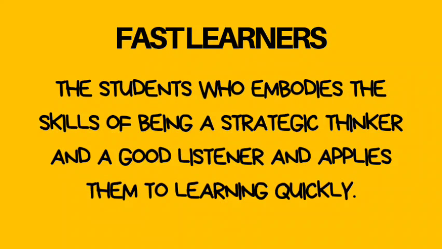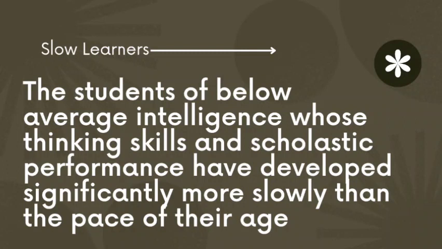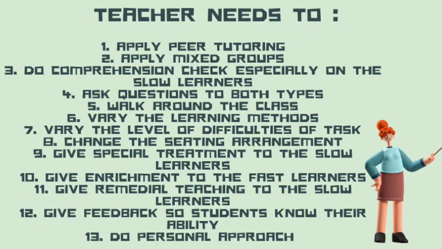What are fast learners? Fast learners are the students who embody the skills of being a strategic thinker and a good listener and apply them to learning quickly. And the last type is slow learners. Who are they? Slow learners are the students of below average intelligence whose thinking skills and scholastic performance have developed significantly more slowly than the pace of their age. And how to deal with them? Teachers need to apply tutoring.